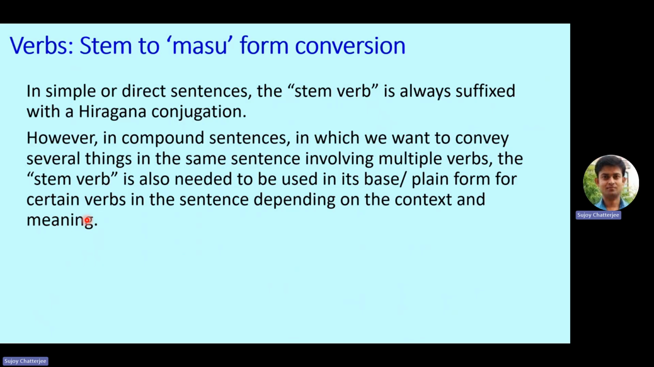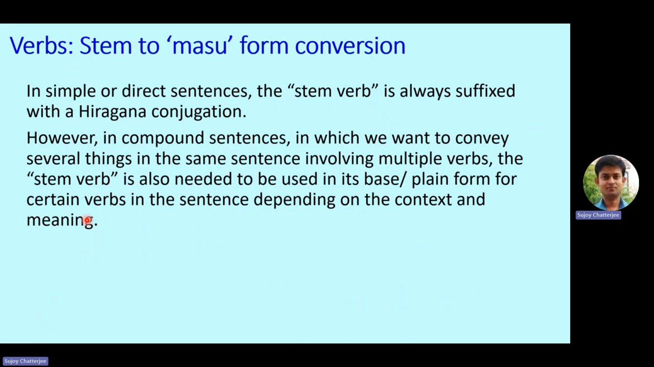For example, watashi wa rokuji ni okimasu. I wake up at 6 o'clock. This is a simple sentence. Watashi wa mainichi rokuji ni okimasu. So this okimasu is the verb, and it has the hiragana conjugation mas, okimasu. However, in compound sentences, so what is a compound sentence? A compound sentence is one in which there may be multiple verbs and there may be clauses.